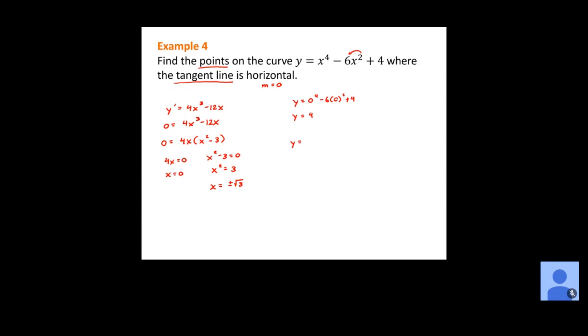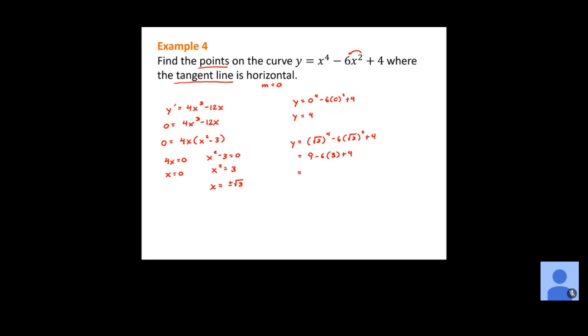Then we can do the same thing with the positive square root of 3 and the negative square root of 3. So we'll have y equals, start with positive square root of 3 to the 4th minus 6 times square root of 3 squared plus 4. And what's square root of 3 to the 4th power going to give us? It's going to be 9. Good. Because when you square it, you get 3, and then when you square it again, that'll give us 9. We have minus 6 times, what's the square root of 3 squared? Just 3. Good. And we have our plus 4.